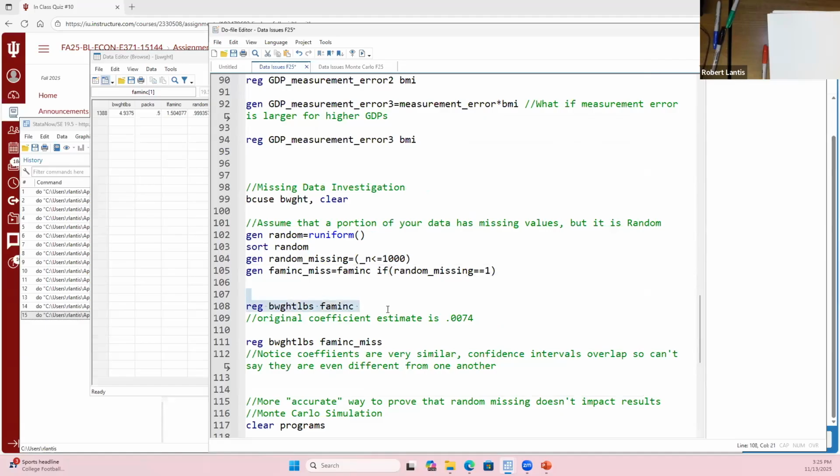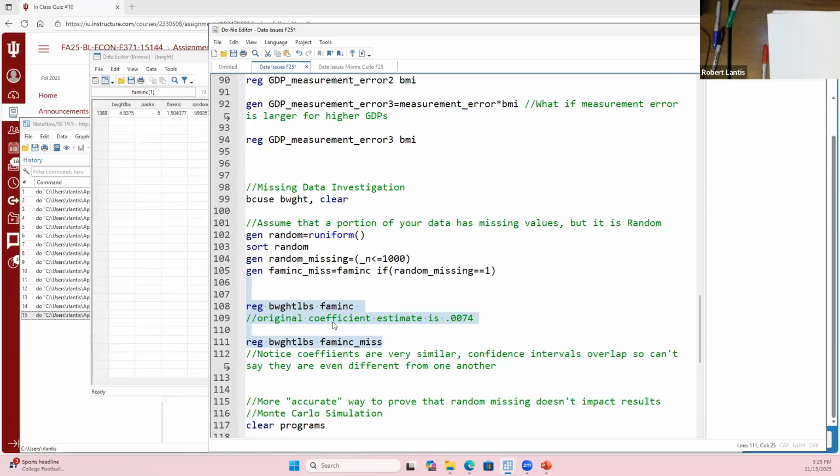So I run the regression that uses the actual data with family income that wasn't missing, and then run that regression where I try to predict birth weight with family income where I have this random missing data. If it's completely random, what should be true about the coefficient estimate that I see between these two? Completely random, it would be classical. Sorry, I shouldn't say it that way.